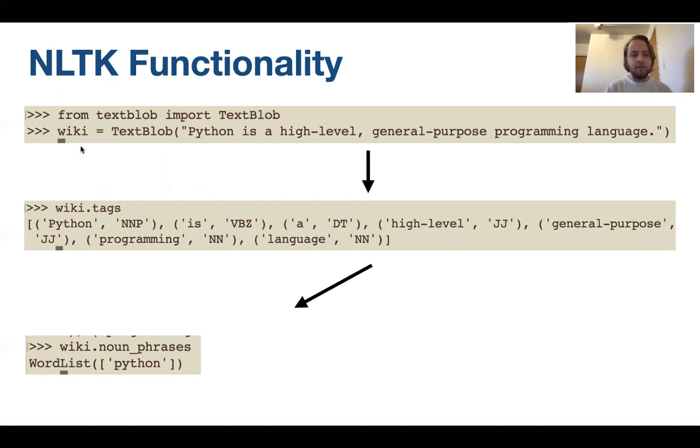And then this first TextBlob object I have here is named wiki. This is the sentence: Python is a high-level general-purpose programming language. If you want the tags on that sentence, you just run the .tags attribute. If you want the noun phrases, you run the .noun_phrases attribute. So instead of invoking a separate function, everything is built into the TextBlob object.